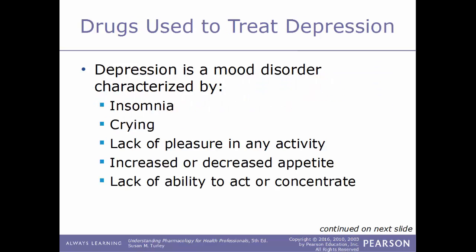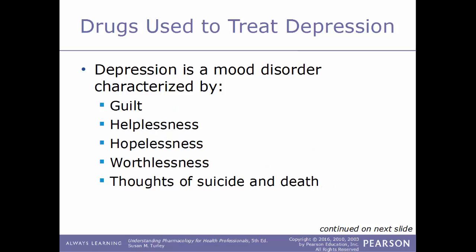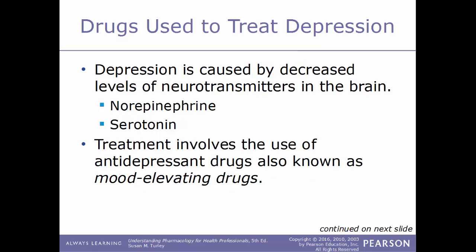All right, now we'll talk about drugs that are used to treat depression. Depression is a mood disorder that's characterized by insomnia, crying, a lack of pleasure in any form of activity, an increase or a decrease in appetite, the lack of ability to act or concentrate. Some other symptoms would be guilt, helplessness, hopelessness, worthlessness, and thoughts of suicide and death. Now, depression is caused by a decreased level of certain neurotransmitters within the brain. Those include serotonin and norepinephrine.